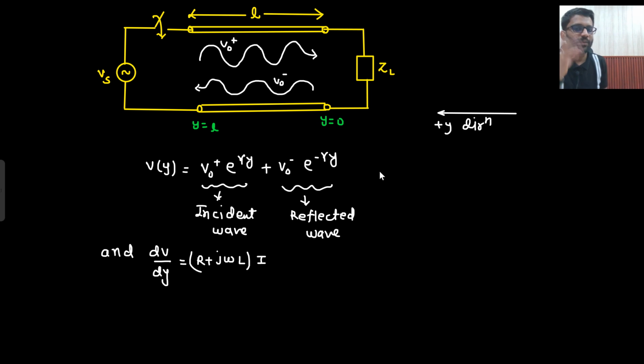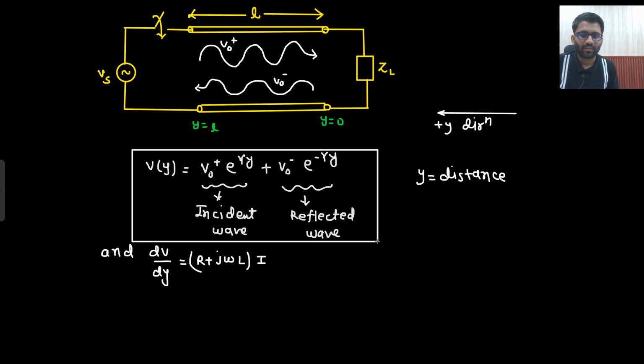So V naught plus e to the power gamma y plus V naught minus e to the power minus gamma y. What is y here? Y is the distance from the load. Okay. Y is the distance from the load. A very, very important equation, a very, very important point. And this is the conclusion which you need to keep in mind.